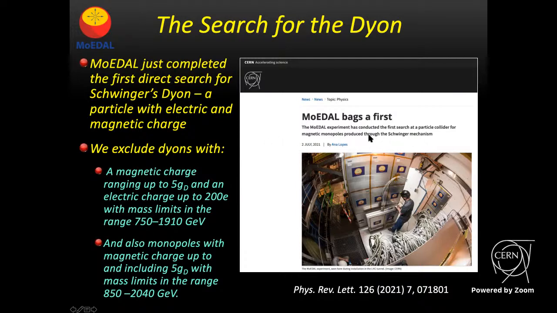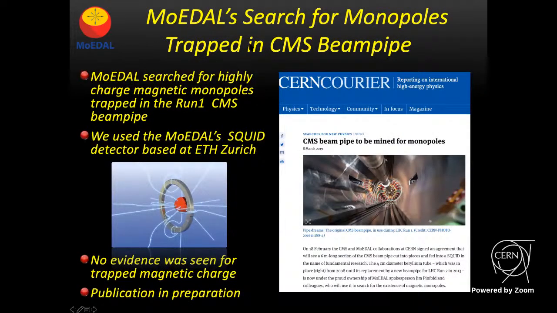This is a production of the Schwinger mechanism. That's another first, and we'll go to that later. But we did get a first there in the sense of the dyon production. Dyons have never been searched for before in any analysis; no analysis ever produced a result on dyon production.